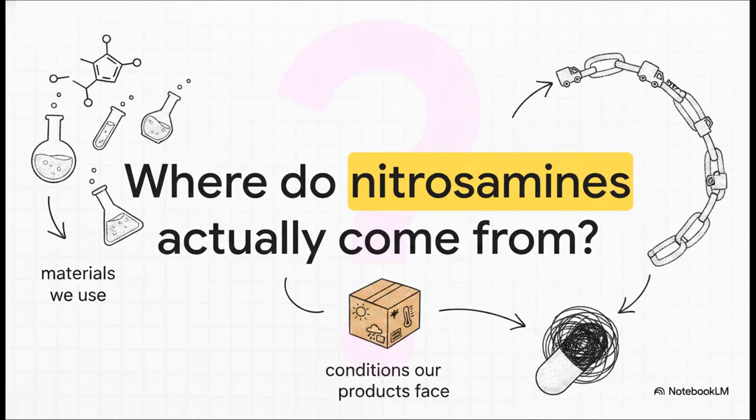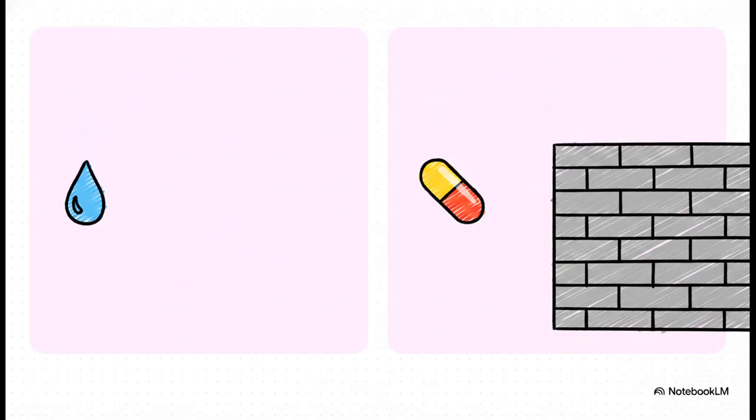So, where do these nitrosamines actually come from? How do these risk factors just sneak into the pharmaceutical life cycle? Honestly, it's not magic, right? It really just comes down to three main culprits: the materials we use, the conditions our products face, and the supply chains we rely on. All right, let's dive right in and look at our two prime suspects.